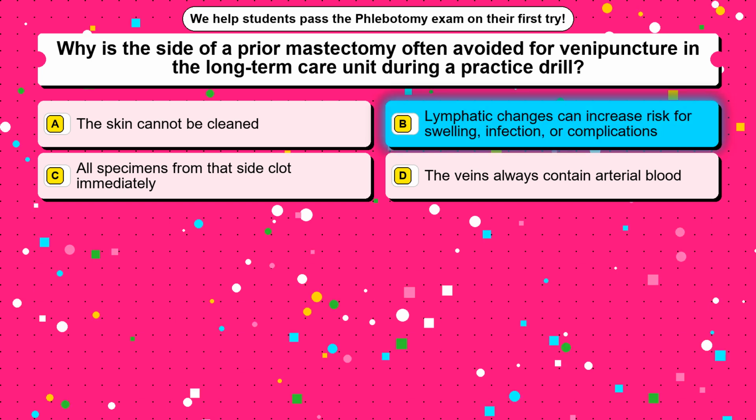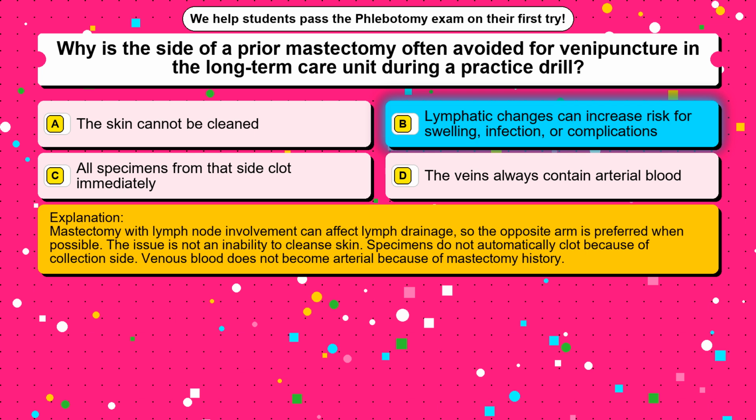The correct answer is option B. Lymphatic changes can increase risk for swelling, infection, or complications. Mastectomy with lymph node involvement can affect lymph drainage, so the opposite arm is preferred when possible. The issue is not an inability to cleanse skin. Specimens do not automatically clot because of collection side. Venous blood does not become arterial because of mastectomy history.